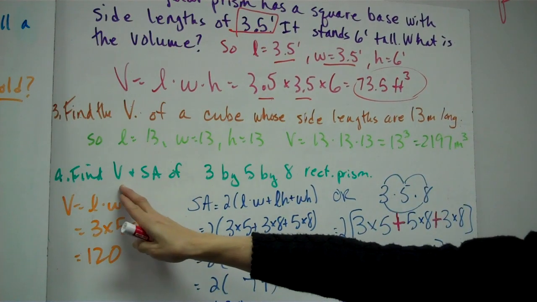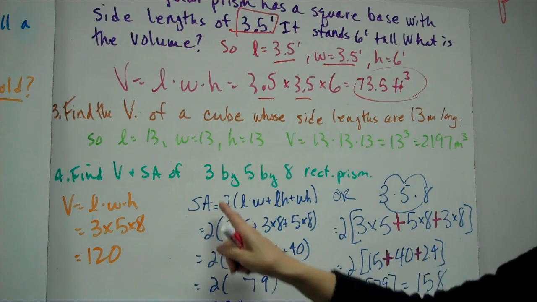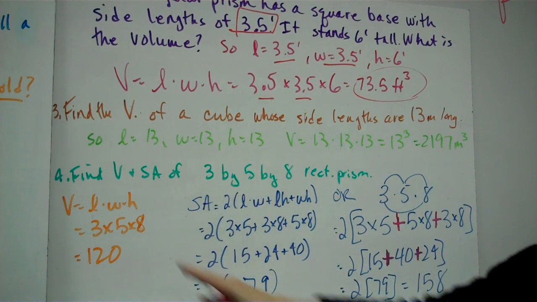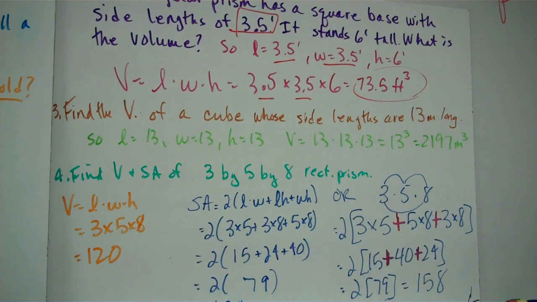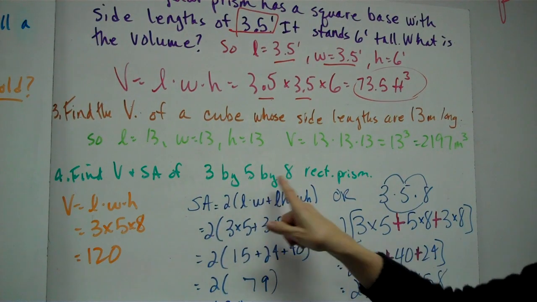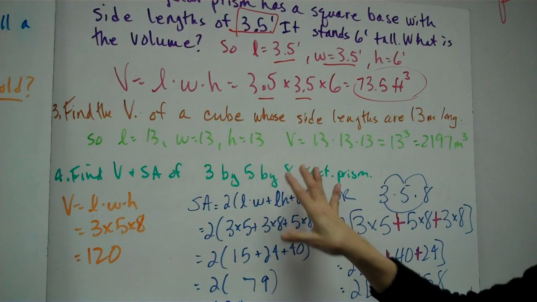Okay, last one, you want to find the volume and surface area. So it's a little bit of a review. It's 3 by 5 by 8. The volume is the easy part. Just multiply those 3 together. The surface area I did 2 ways, one with the smiley face and one with the formula. Whichever way you want to think about it and do it is fine. It doesn't really matter which is the length, width, and height for this kind of problem.